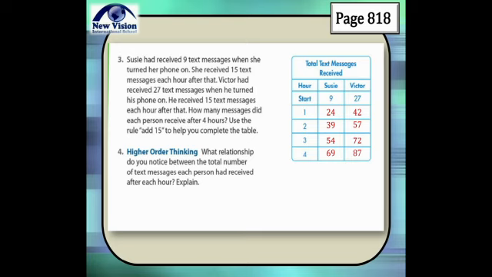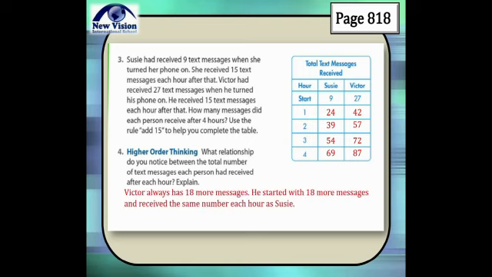Number 4. What relationship do you notice between the total number of text messages each person had received after each hour? Explain. Victor always has 18 more messages. He started with 18 more messages and received the same number each hour as Susie.